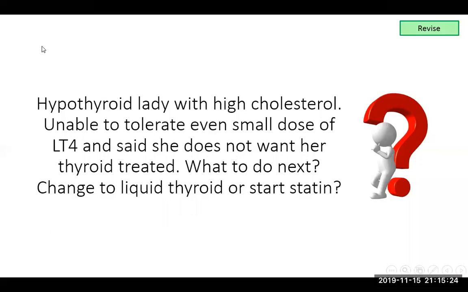Well, I think she needs to take thyroxine. There is no other treatment; even the statin wouldn't help. So why doesn't she want to be treated with thyroxine? Is it a side effect of thyroxine, which is very rare, or not? I don't know.